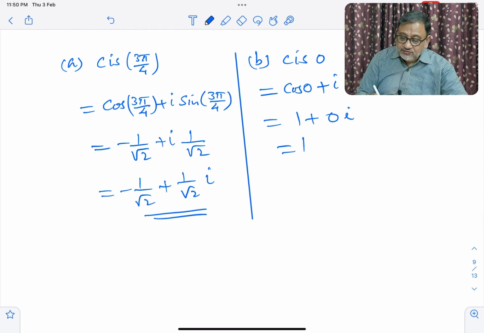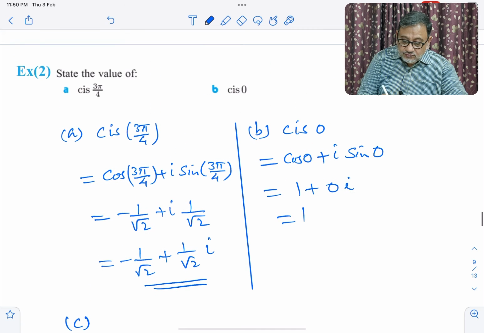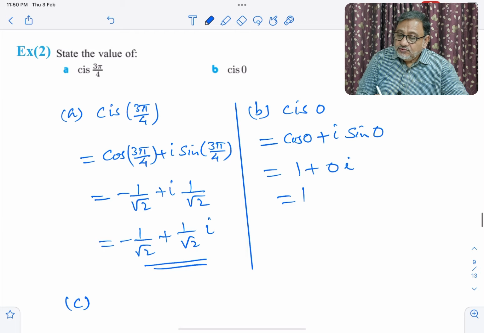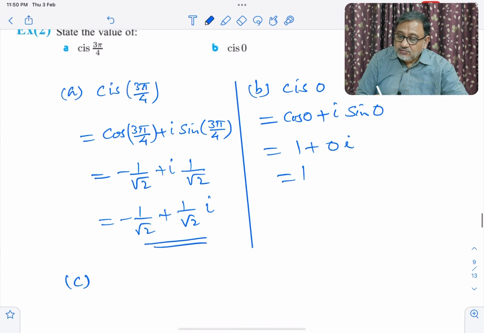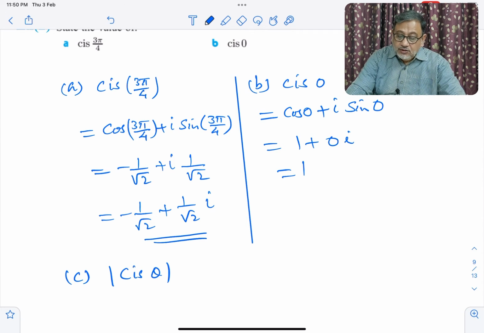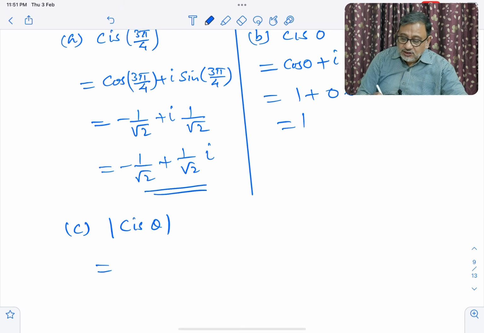Now part C of this. Part C is the modulus of cis theta. Means we have to find the modulus of cis theta for any theta. Okay. Now for any theta you have to find cis theta, right? So how to find it? It will be the modulus of cos theta plus I sin theta, right?